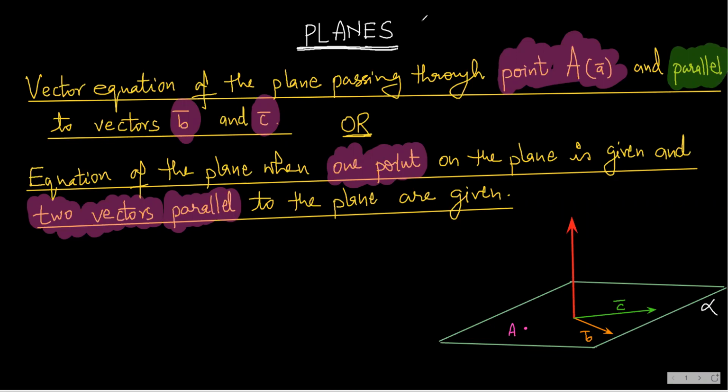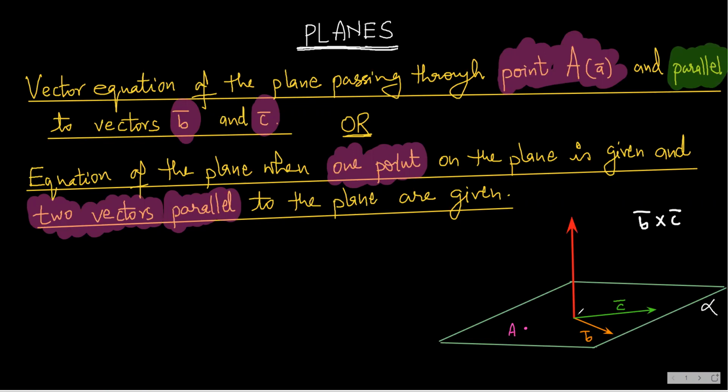And for that, what will I do? I will find the cross product of B bar and C bar. If I find B bar cross C bar, what will I get? I will get a vector which is perpendicular to B bar and perpendicular to C bar. Whenever you find the cross product of two vectors, you get a vector which is perpendicular to both the vectors whose cross product you found.